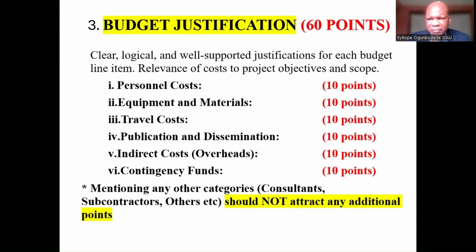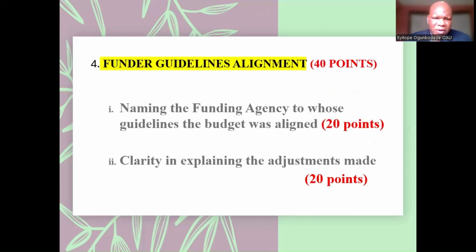60 points. Now, how are we going to assess the alignment with the funder's guidelines? So this will be 40 points. If they name the funding agency to whose guidelines the budget was aligned, so once the agency is named, you give 20 points. If there is clarity in explaining the adjustment made, how did they adjust it to the guidelines of the funding agency, then you give 20 points.